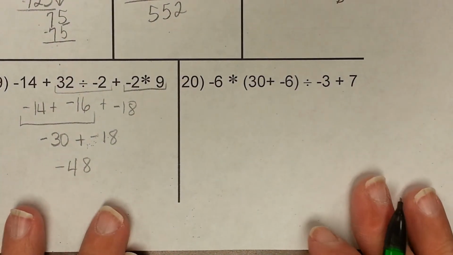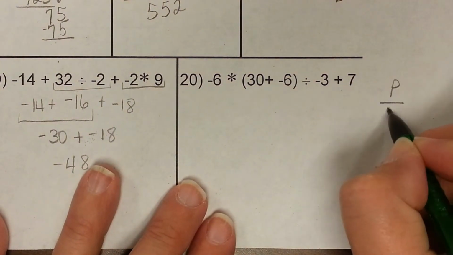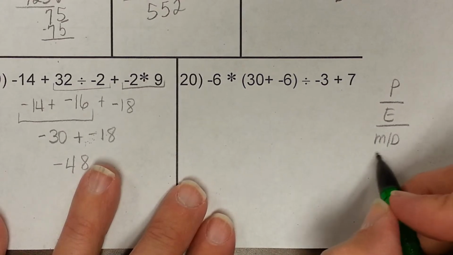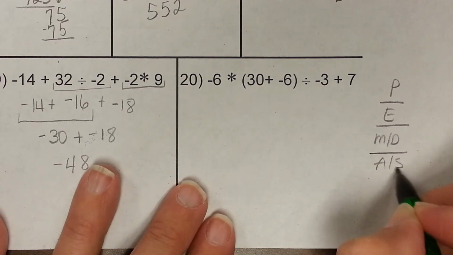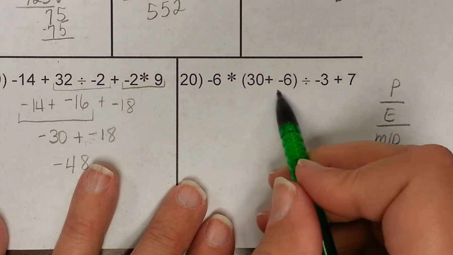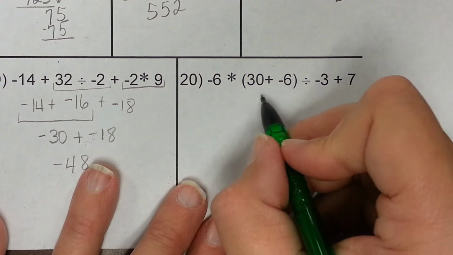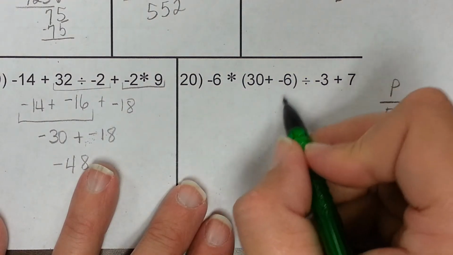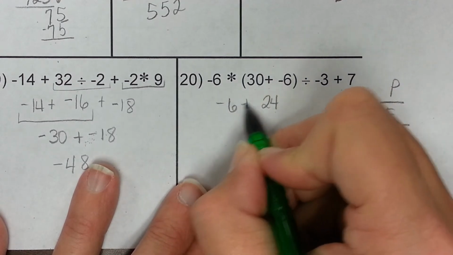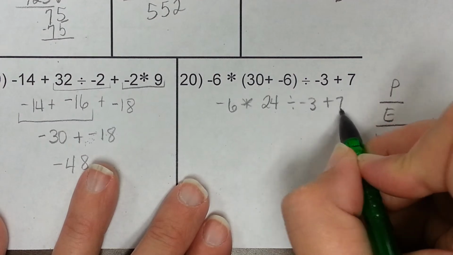And then for number 20, I'm going to do the same thing. I'm going to follow my order of operations. Parentheses, exponents, multiplication and division in order from left to right, and addition, subtraction in order from left to right. Notice first I have parentheses, so I would take care of that. 30 plus negative 6. The signs are different, so I'm going to subtract, and that would be 24. So I have negative 6 times 24 divided by negative 3 plus 7.